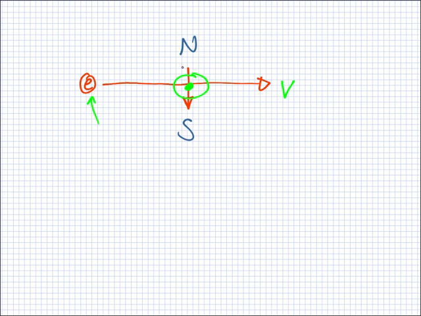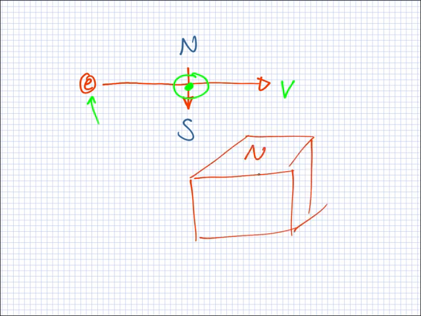That's not V, that's current. And this is the field. So anyways, this is going to come out. So what will happen if I try and draw this in a box, where this was north and this is south?